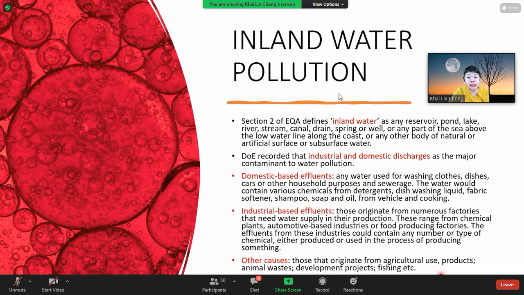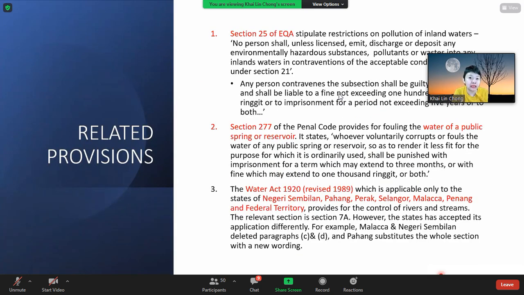Right. So, yang ni kita tengok tentang water. So, what is the related undang-undang yang berkaitan dengan air yang kita ada? Okay. So, sections 25 of EQA. Sections 277 of the penal codes. And then kita ada lagi satu Water Act. Nah, yang ni di bawah Water Enactments. Okay, yang ni. Water Act 1920 yang di-revise pada 1989. But, Water Act ini hanya applicable for Negeri Sembilan, Pahang, Perak, Selangor, Melaka, Penang dan Federal Territory.